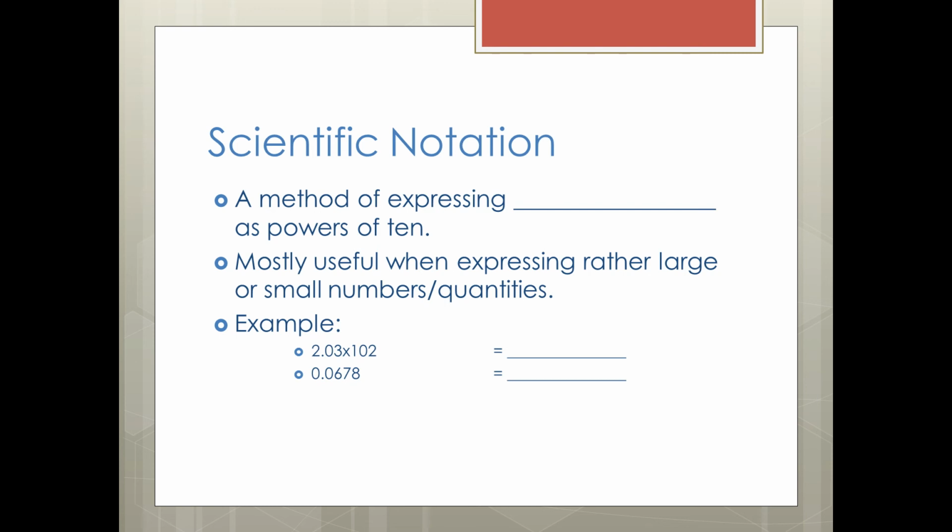Okay, imagine for a moment that we have this first example, 2.03 times 10 squared. It's supposed to be 10 squared, not 102. If I want to turn it into a decimal, I basically have to break it out of scientific notation. This is scientific notation for a couple of different reasons.